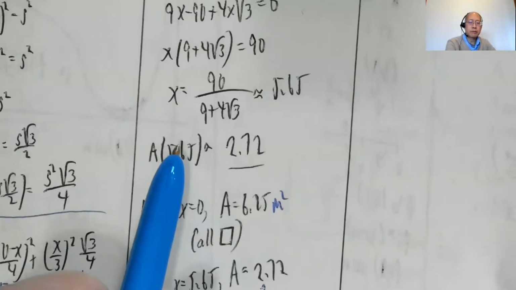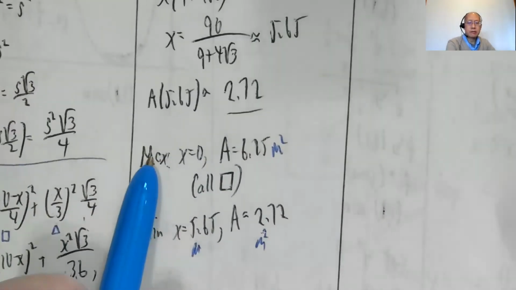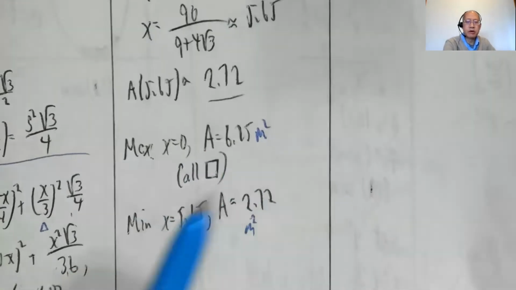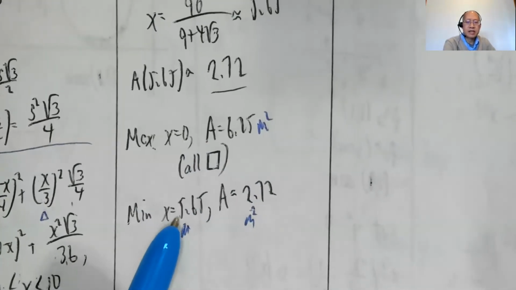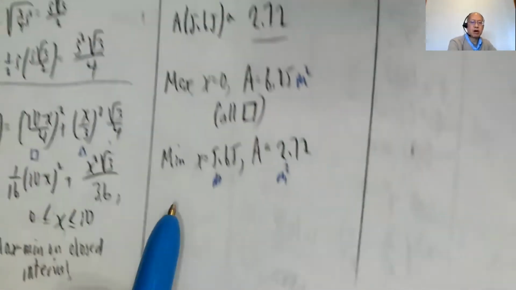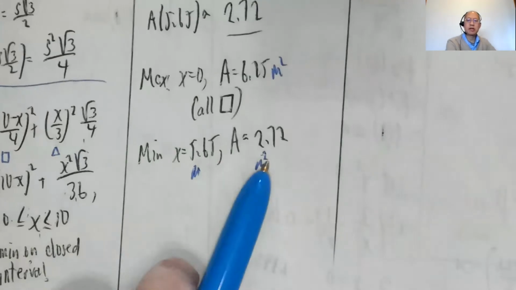Okay, so I look at my critical numbers and my endpoints. The maximum is when x is 0. That means it's all square, and A is 6.25 meters squared. The minimum occurs at x equals 5.65. So you cut 5.65 across, and that area will be 2.72 meters squared.